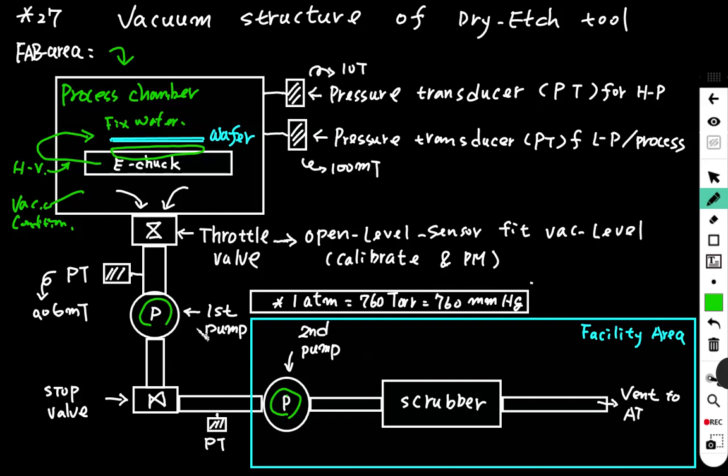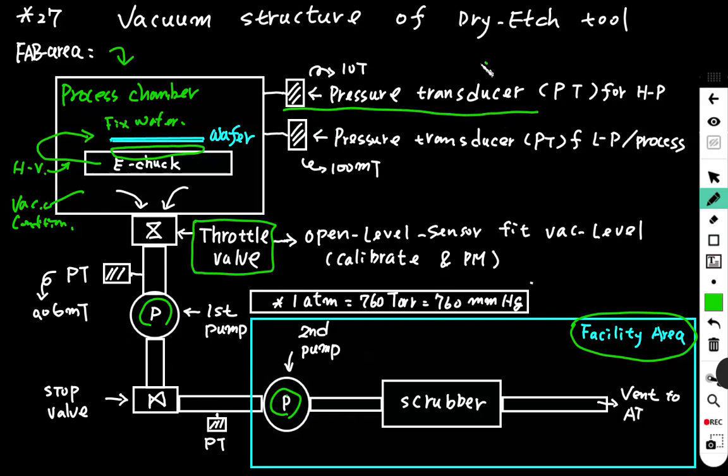And the first pump is installed at the fab area, and the second pump is installed in the facility area. This is the facility area. There is a throttle valve here. The valve between the pumps, we install a pressure transducer, PT. We also install a pressure transducer at the chamber.